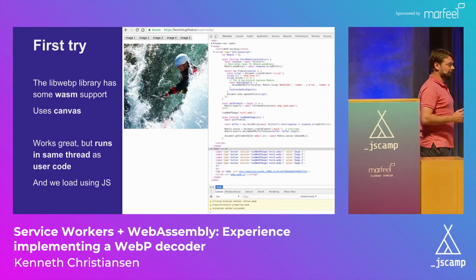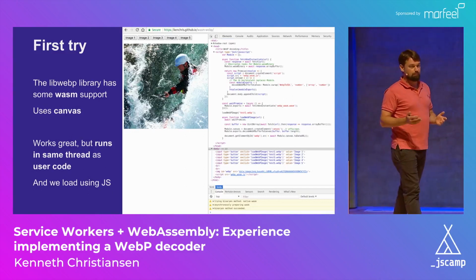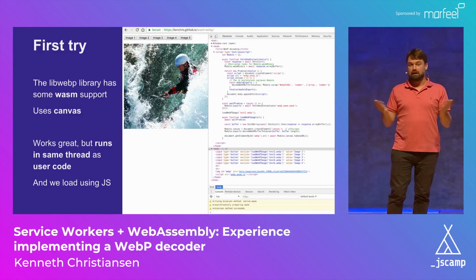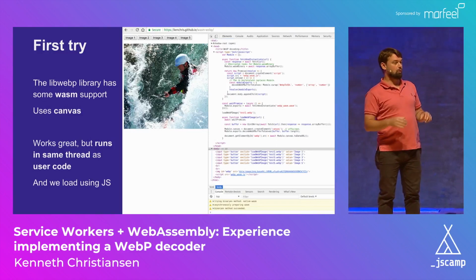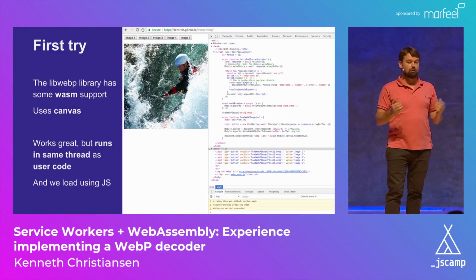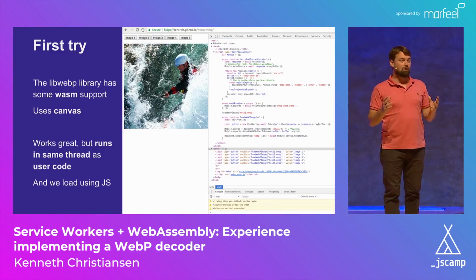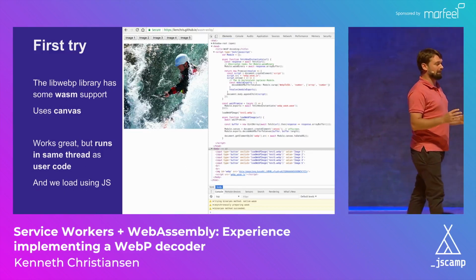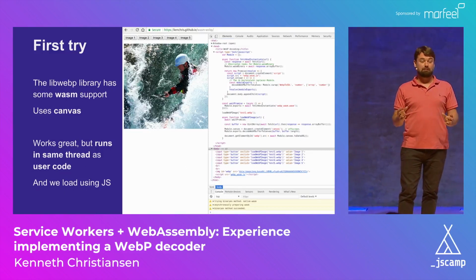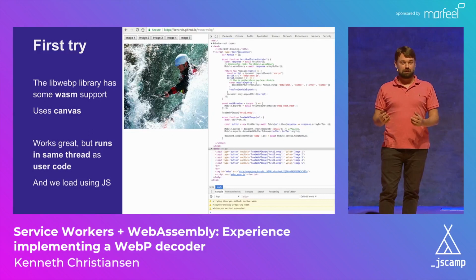So what I did is that I found the library. WebP is called libwebp. It's a C library, so I can write my own small C application that can decode WebP images. I was actually surprised to find out that someone had already submitted code to the library that allowed it to be compiled to WebAssembly. I thought that's pretty cool.